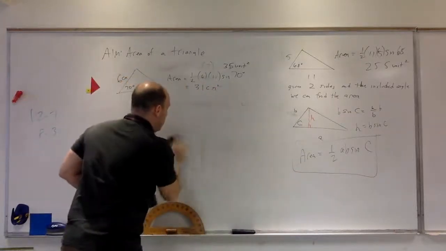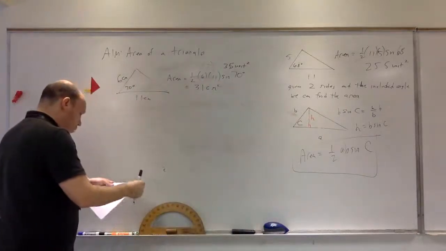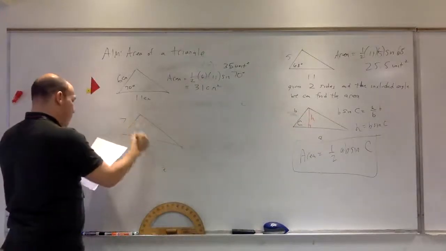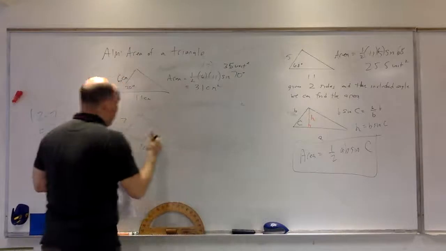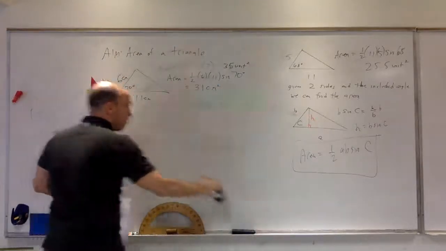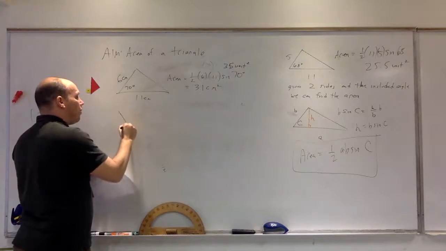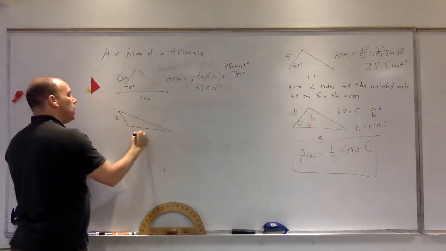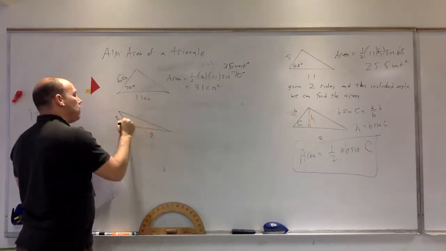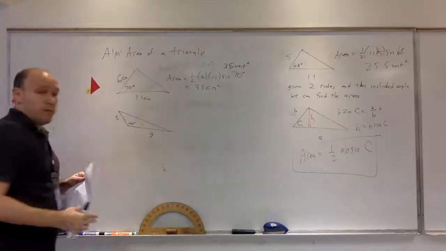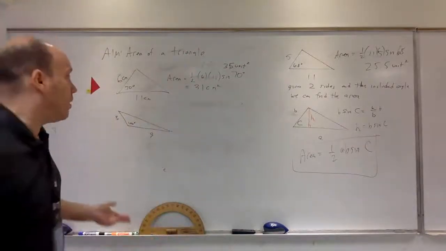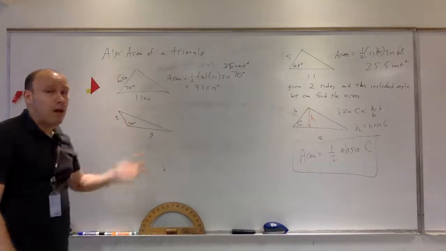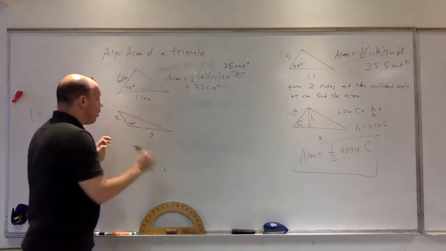Let's try another one, and simply try this on your own. Let's do something a little different. How about we do something with an obtuse angle? Let's see, 3, 9, 100 degrees. Because we never asked you that. We asked you acutes. We've done acutes, right triangles. Now we're doing one with an obtuse angle. Same thing. We have two sides and an included angle.